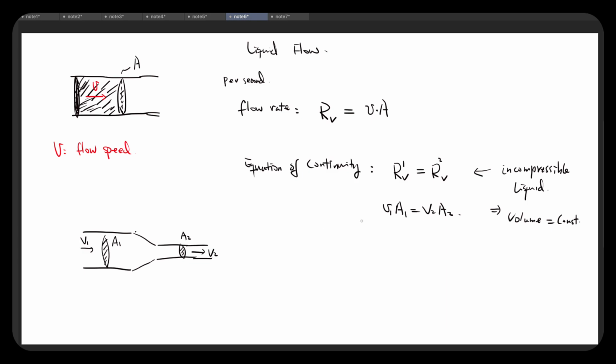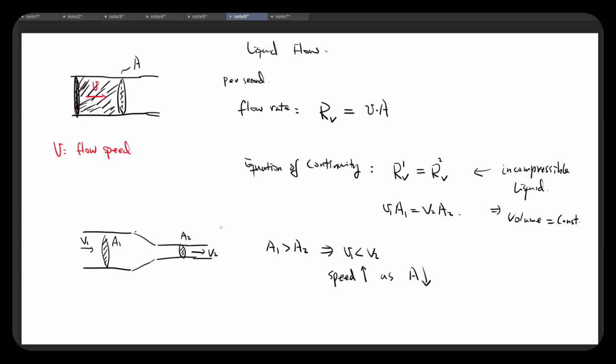Now, according to the equation of continuity, we can do some discussion here. According to our picture, let's say we have A1 greater than A2. Then, according to this equation, we must have V1 less than V2. So the speed of the liquid increases. Speed increases as the cross-sectional area A decreases. Okay, a smaller cross-sectional area will mean a higher speed for the liquid.